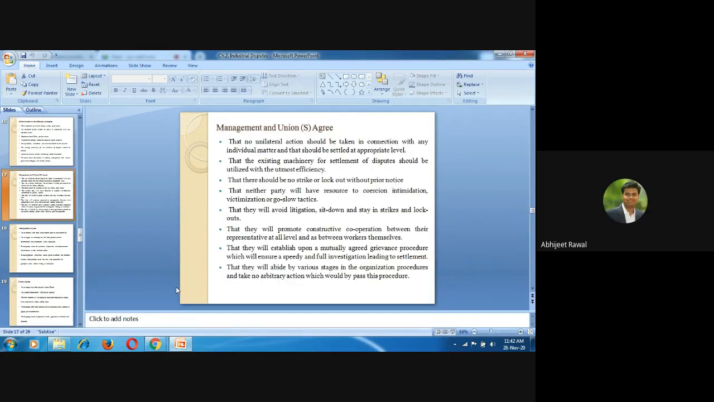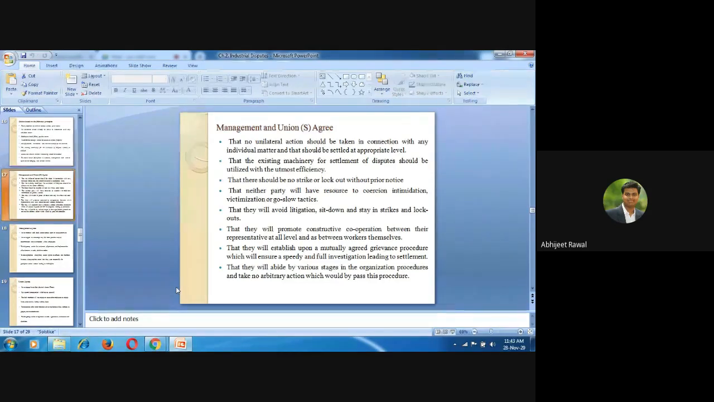See, this is the management and union agrees. Both the management and union need to agree on a same platform. मैनेजमेंट को भी कुछ चीज एग्री करना होता है और यूनियंस को भी कुछ चीज एग्री करना होता है. So there is no unilateral action should be taken in connection with any individual matter that should be settled at the appropriate level. Management needs to do some ifs and buts, as well as the union has to do ifs and buts.